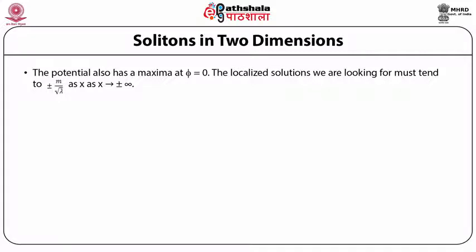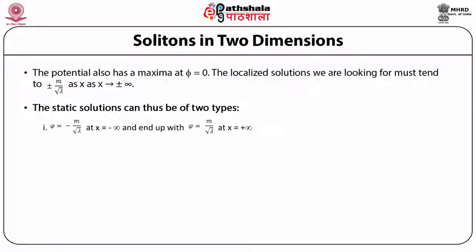The localized solutions we are looking for must tend to plus minus m by square root of lambda as x tends to plus minus infinity. The static solutions can thus be of two types. First, phi is equal to minus m by square root of lambda at x is equal to minus infinity and ends up with phi is equal to m by square root of lambda at x is equal to plus infinity. Second, phi starts as phi is equal to m by square root of lambda at x is equal to minus infinity and ends up with phi is equal to minus m by square root of lambda at x is equal to plus infinity.